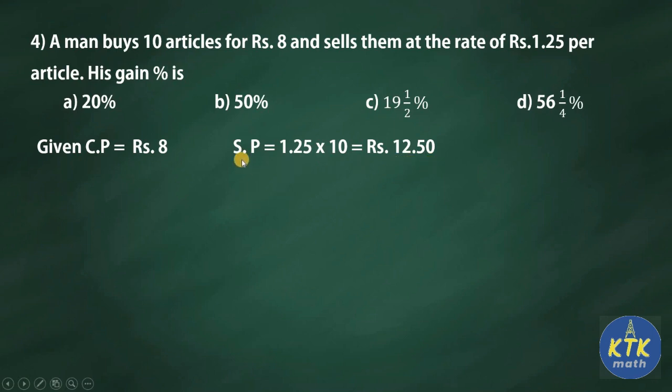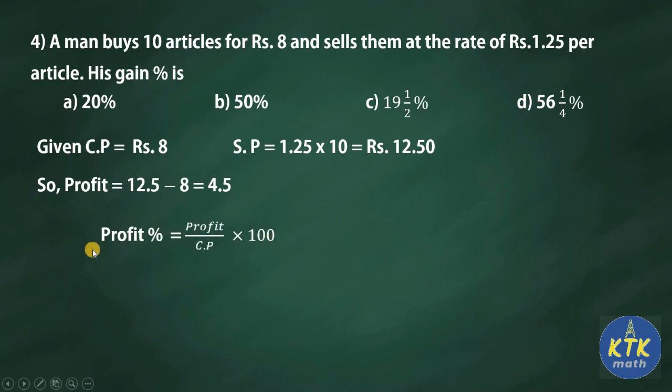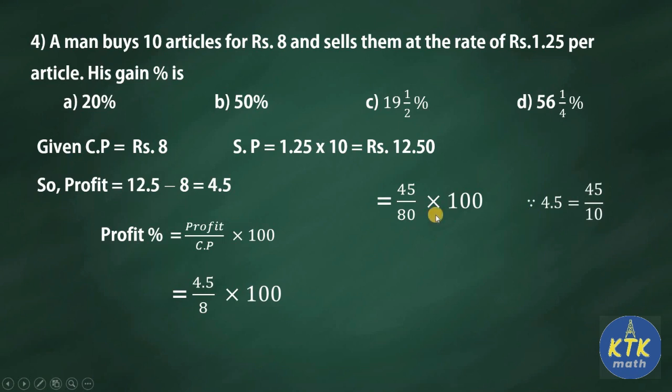So selling price is greater than cost price. Now what is the profit? 4.5 rupees we got as profit. We need to find the percentage now. So the profit percentage formula is profit by CP into 100. Substitute the values: 4.5 by 8 into 100. Now 4.5 can be written as 45 by 10, right? Therefore it becomes 45 by 80 into 100.